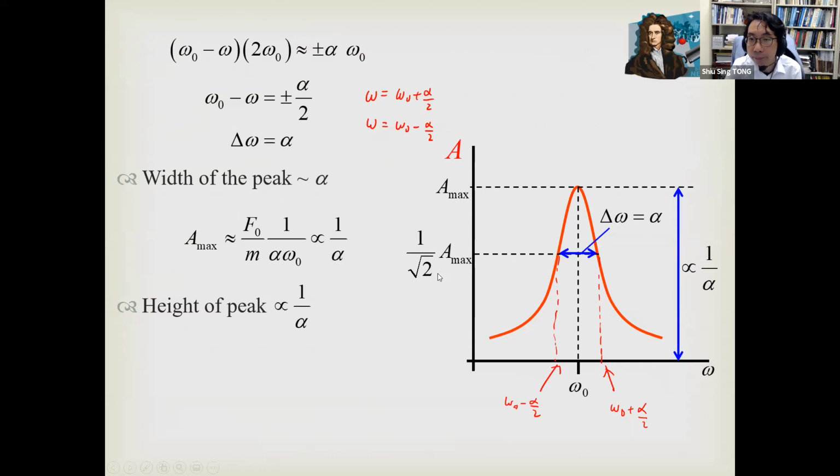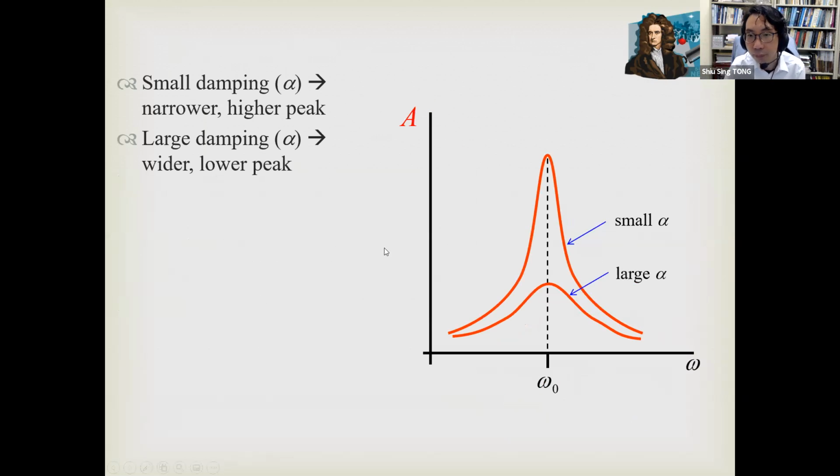Now I can see interesting features for this so-called resonant curve. The height of the curve, the maximum value, corresponds to f naught over m times 1 over alpha omega naught. It is actually proportional to 1 over alpha. So the height of the curve is proportional to 1 over alpha. And now we also find the width of the curve is proportional to alpha. Okay, this width is proportional to alpha, while the height is proportional to the reciprocal of alpha. So that means what?